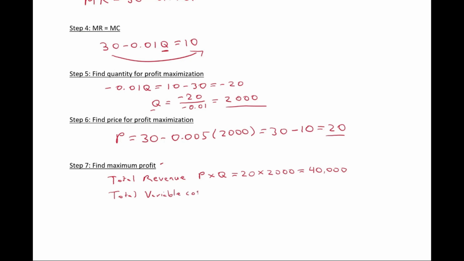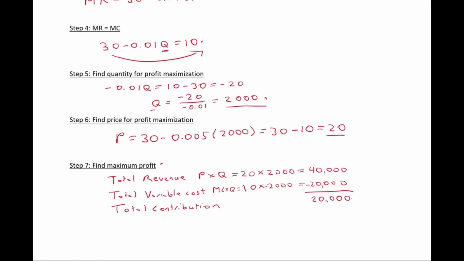Then we have our total variable cost, which again, we know the variable cost per unit, MC, is 10 and we're producing 2000 units. So this becomes MC into Q, 10 into 2000, which is equal to 20,000. And this is the cost. So let's put a negative sign here and a negative sign here. And that gives us our total contribution, which is equal to 40,000 minus 20,000, which is 20,000.